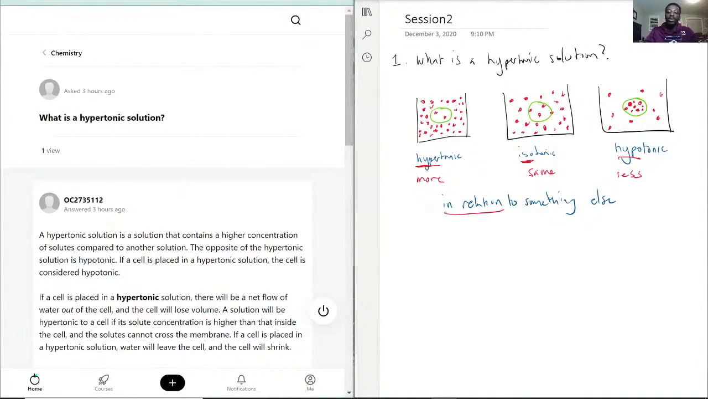Now if we assume that this membrane, like the ball, is only permeable to water, meaning it can flow in and out, but only water, and that's a key part, that means the solids can't go in and out. The only thing that can move in and out would be the water. Let's start with the isotonic solution. If the membrane is only permeable to water, it has no reason to move, because everything is already the same.